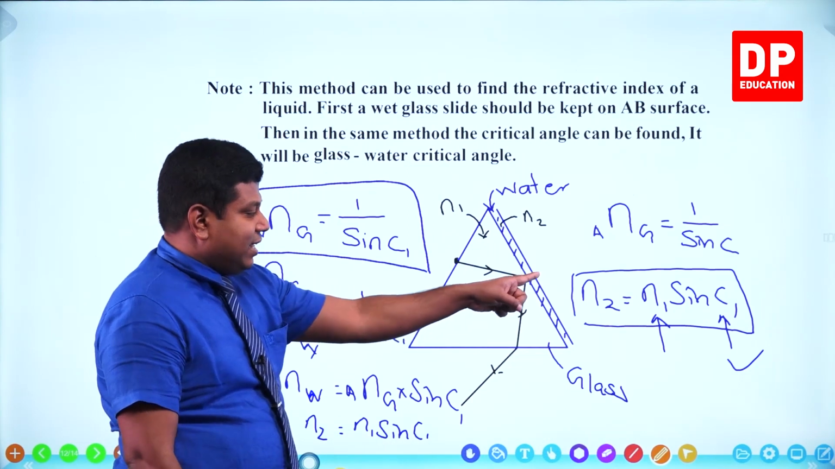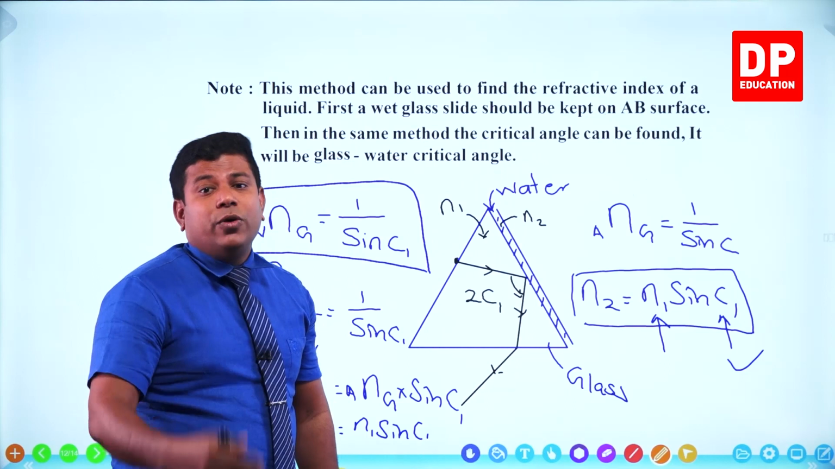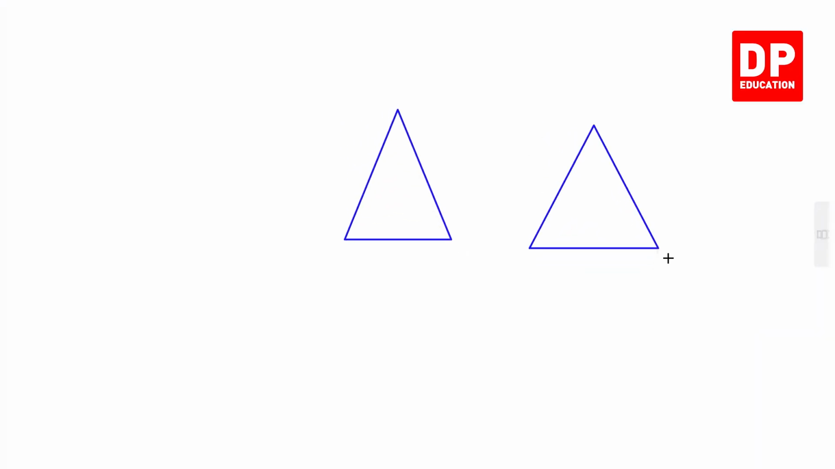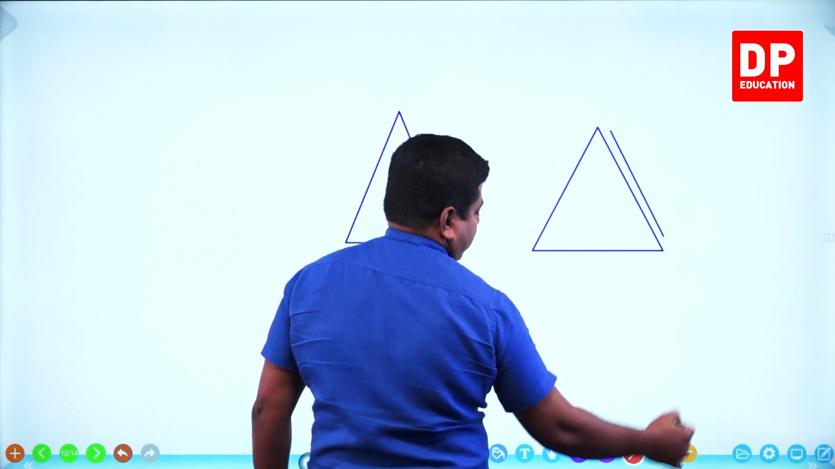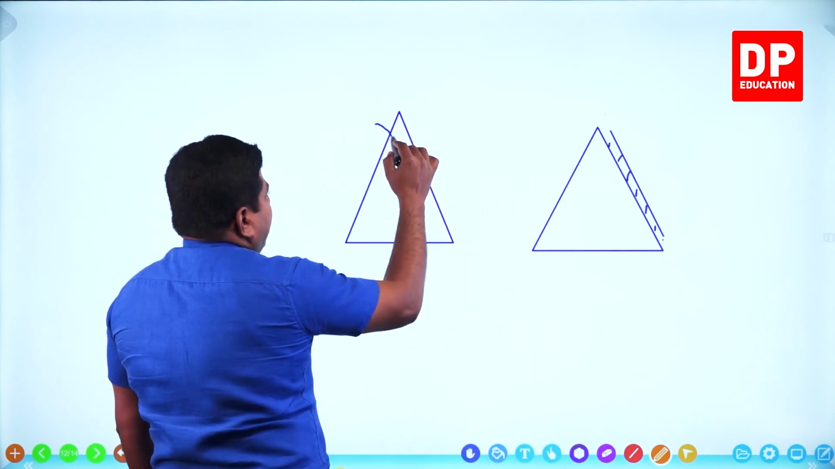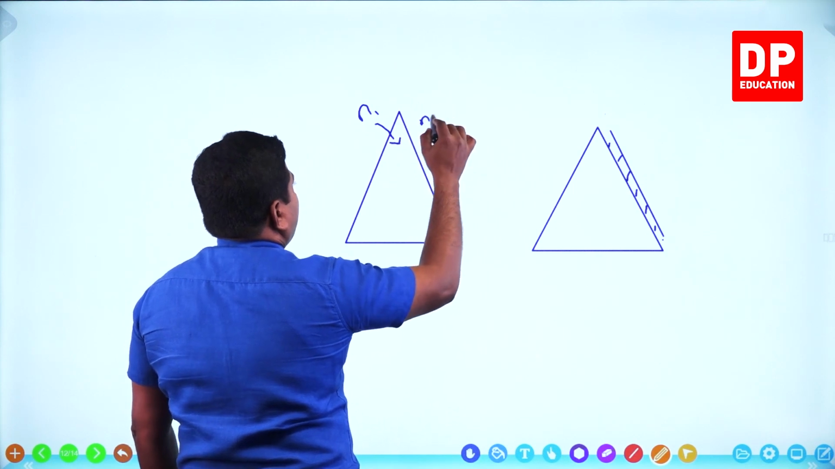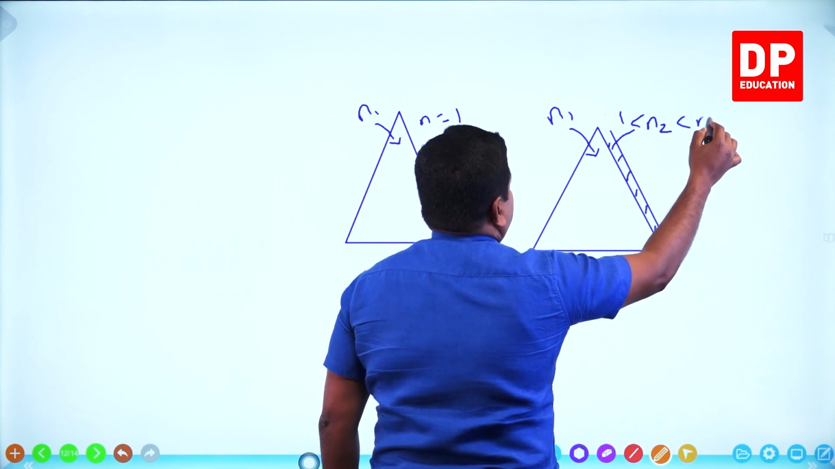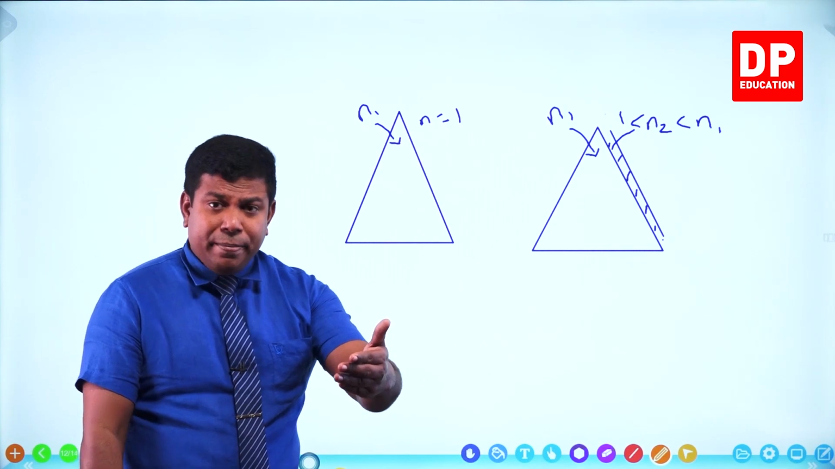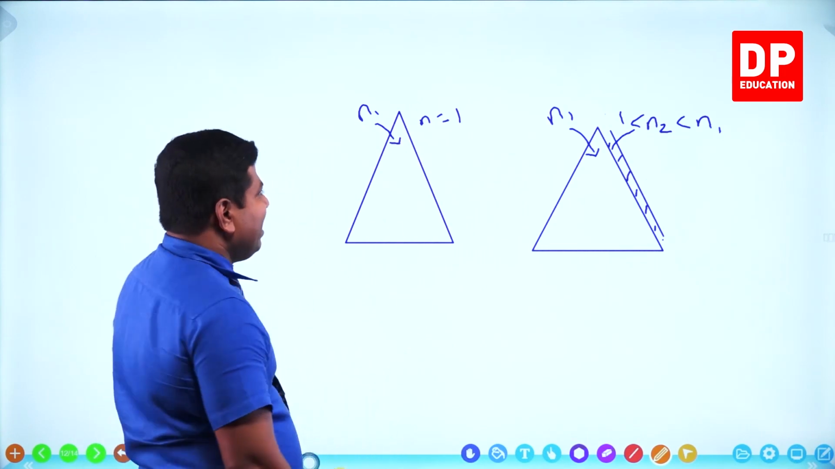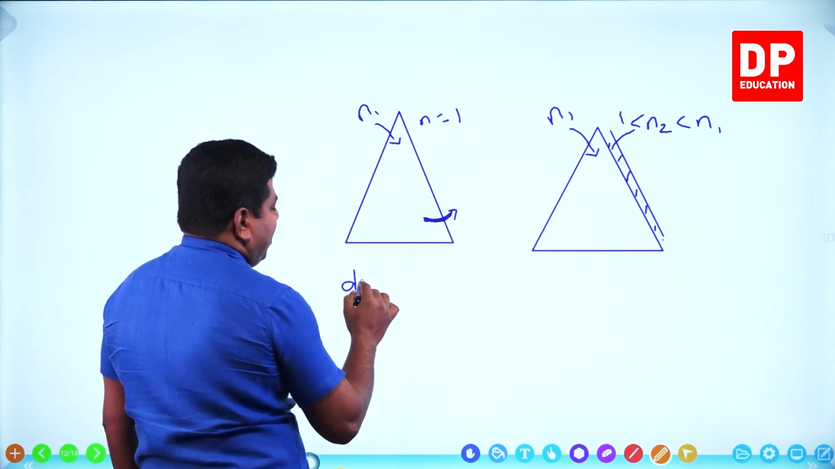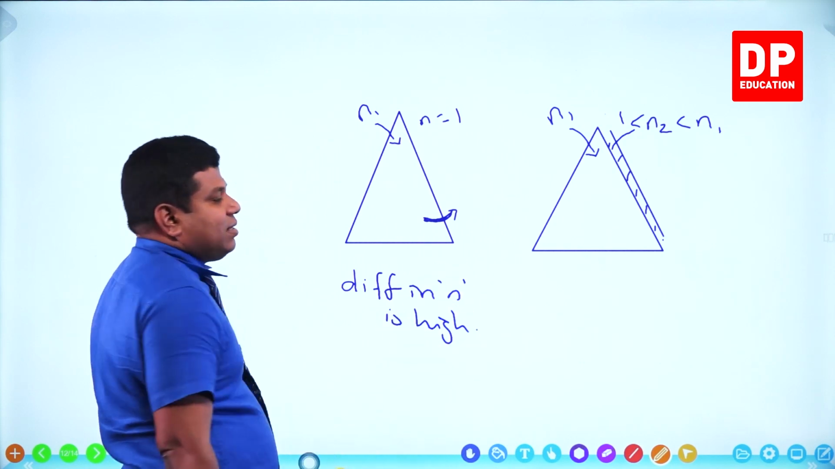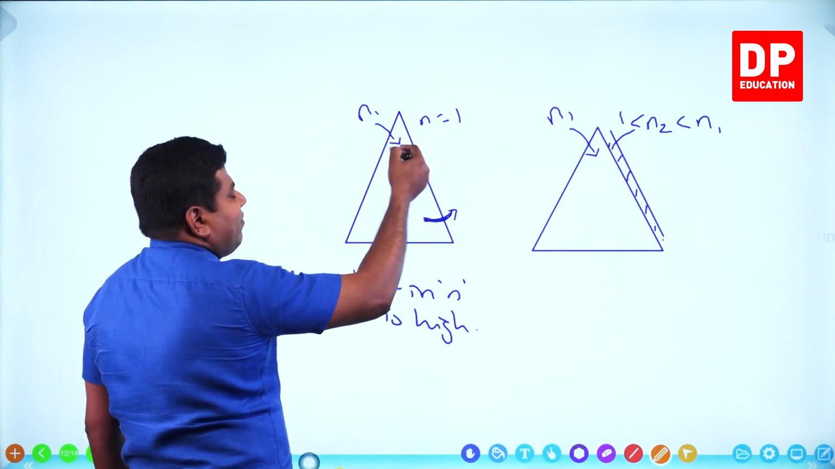Clear? And one more thing I can say, the critical angle you are getting here would be greater than the critical angle you have got for air. How is that? Right. So here you have N1 and on the other side N is equal to 1, right? Okay. Here you have N1 and the other side N2 is greater than 1 but less than N1, because water's refractive index is greater than air but less than the glass. So what will happen? Then here the difference in refractive index, difference in N, is high. Basically, relative to air, the refractive index is higher.